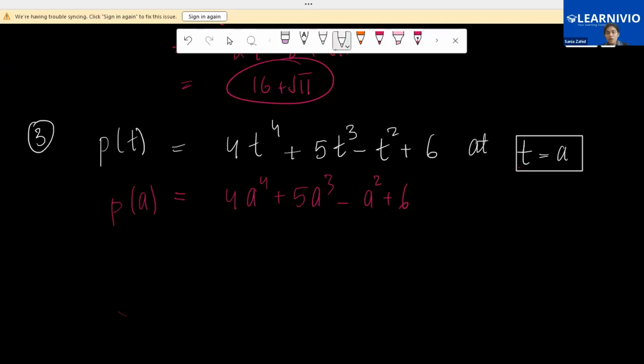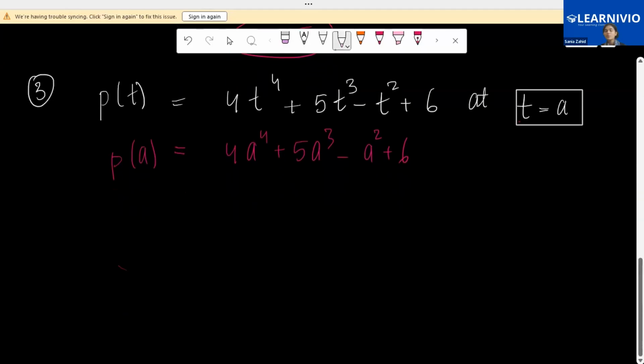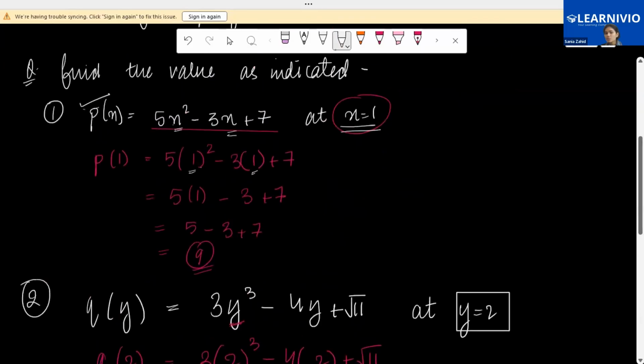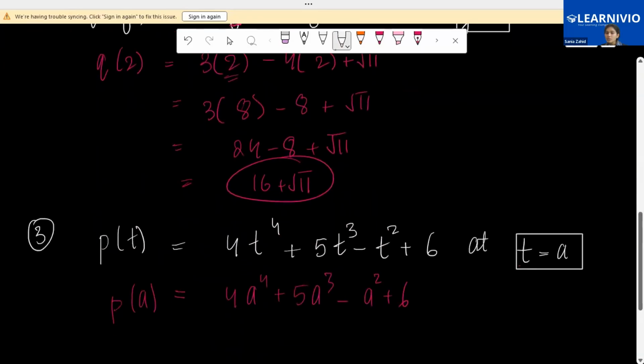Okay, good. So now we come to one more thing. Children, these were some of the practice questions, but now the topic was zeros of the polynomial. So what do you mean by zero of the polynomial?